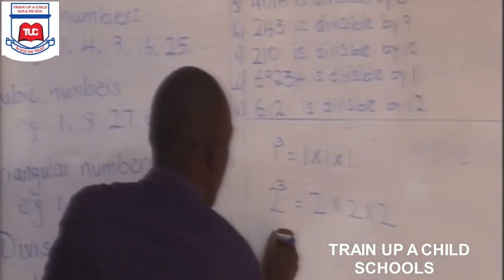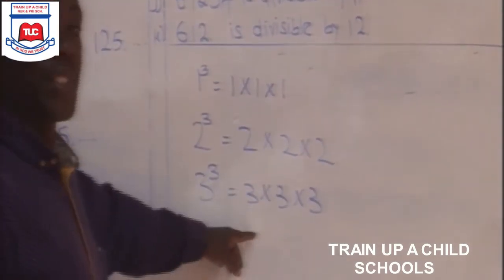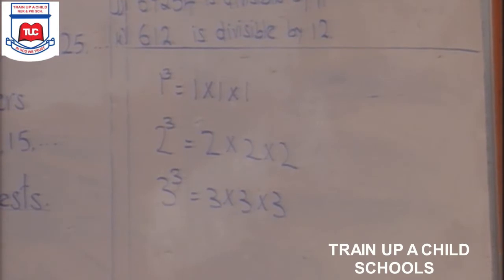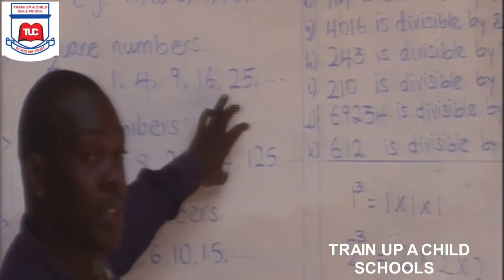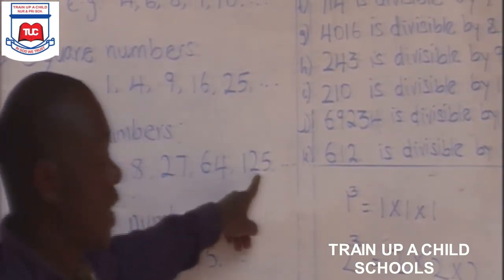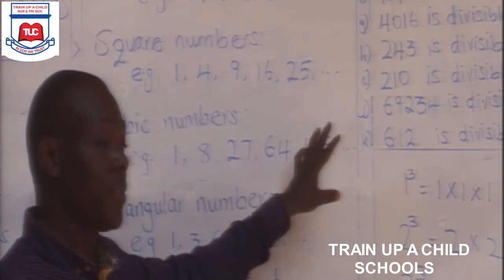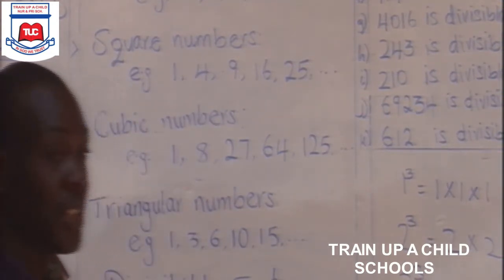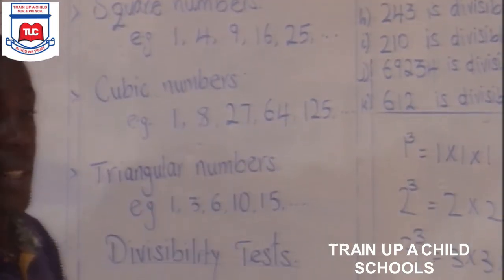Then 3 cubed, 3 times 3 times 3. 3 times 3 is 9. 9 times 3, you get 27. The third cubic number is 27. We go to the fourth. 4 times 4, you get 16. 16 times 4, you definitely get 64. The fifth is 125 from 5 cubed. 5 times 5 is 25, then 25 times 5 is 125. You continue in that regard, 6 cubed gives the next answer, 216.